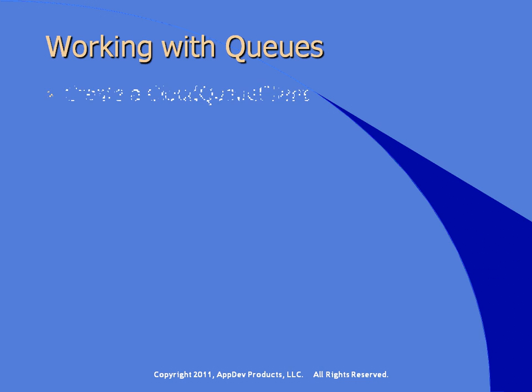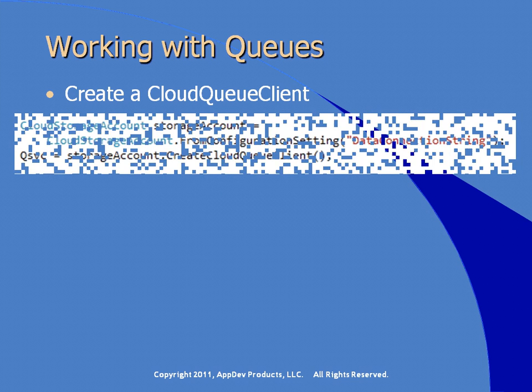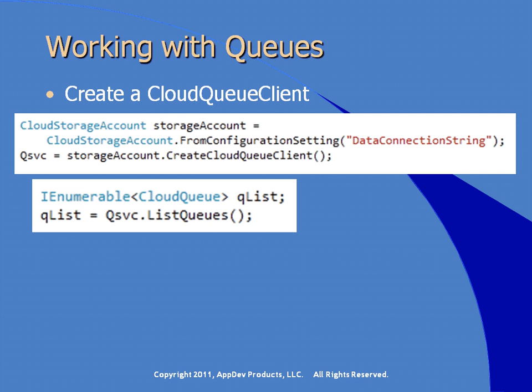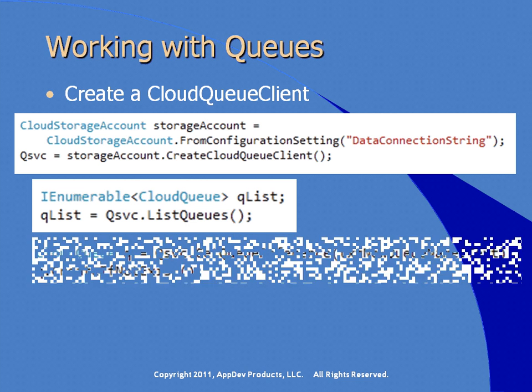Let's talk about working with queues. The key to working with queues is to create a cloud queue client. But before you can start working with queues, you must get a reference to the cloud storage account. And once you have access to the cloud storage account, you can create an instance of your cloud queue client. And once you have an instance of your cloud queue client, you can then get a list of your queues and start enumerating through your list of queues.